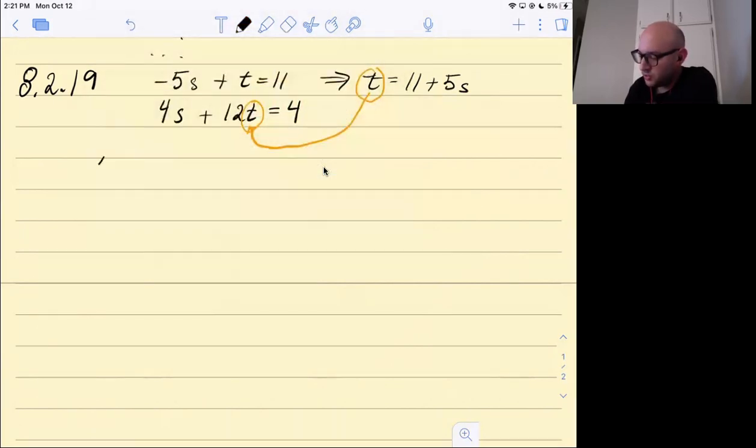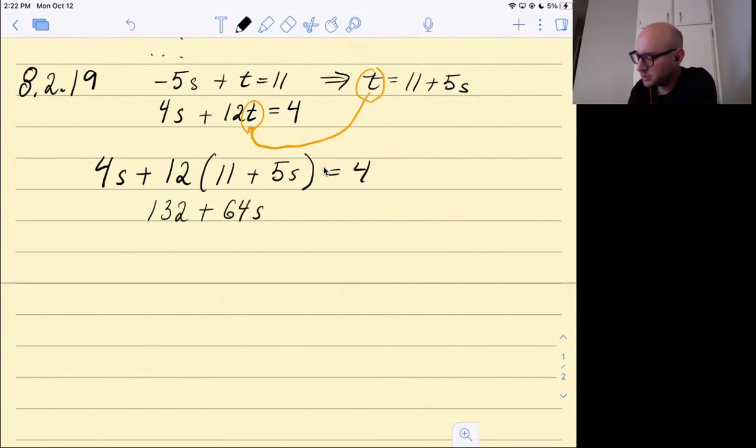And so I'm not going to finish this one all the way through, because now it's just kind of a little bit of tedious arithmetic and algebra. So 12 times 11 plus 5s is equal to 4. And just have to remember to distribute it, and you can get s. What's 12 times 11? Is that 132? So this becomes 132. When you combine everything, I think it's 132 plus 64s equals 4. Okay, it's not too bad.